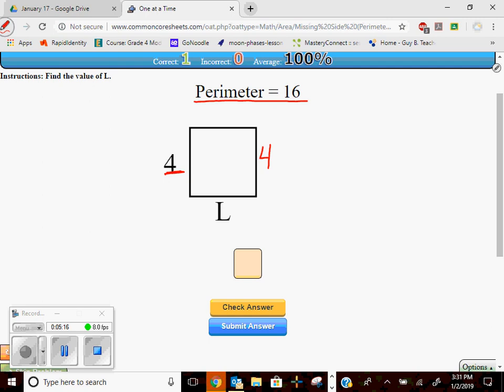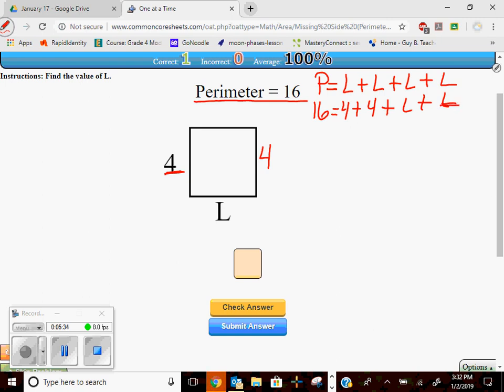Well, we know the formula is P equals length plus length plus length plus length. Well, we know that the P is 16. And we know that 2 of the sides are 4. So I'm going to plug in to my formula everything I know there.